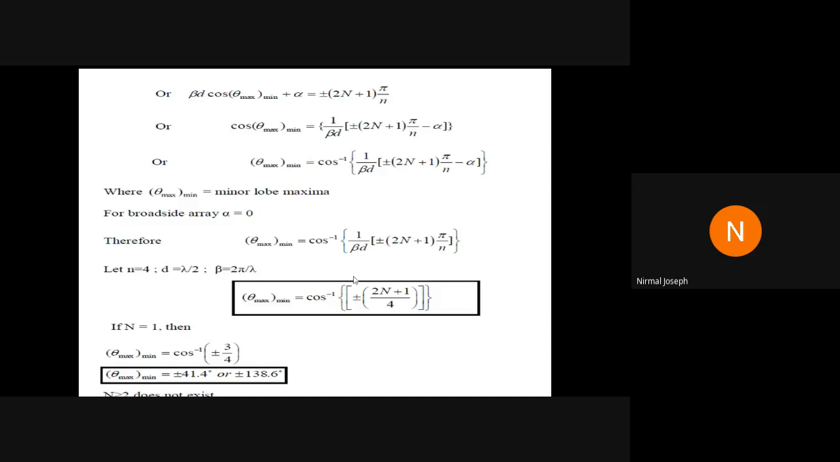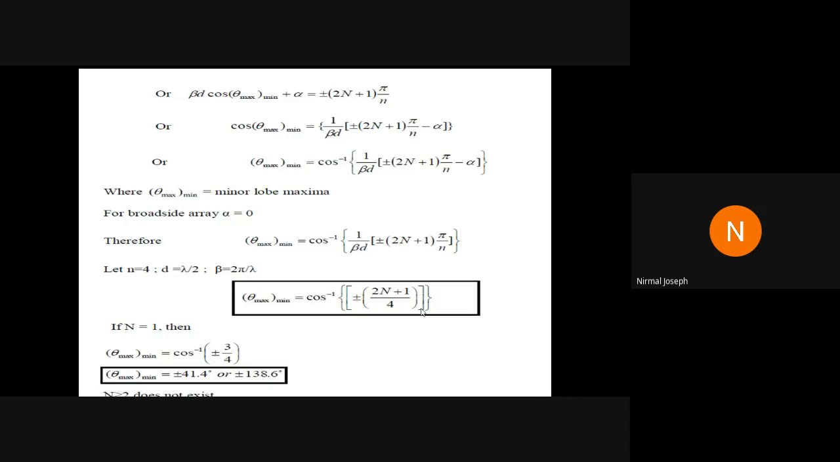The equation won't work because n equal to 0 corresponds to major lobe direction, and we already know the direction of that also. It will be at 90 degrees. Okay, so if n is equal to 1, then theta maximum of minor lobe will be equal to cos inverse 3 by 4. That will be equal to plus or minus 41.4 degrees and plus or minus 138.6 degrees. These things we have already done. And n greater than or equal to 2 does not exist.